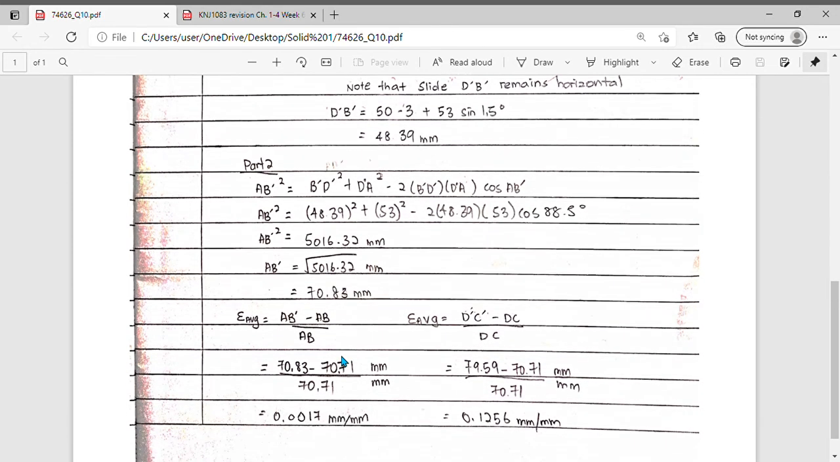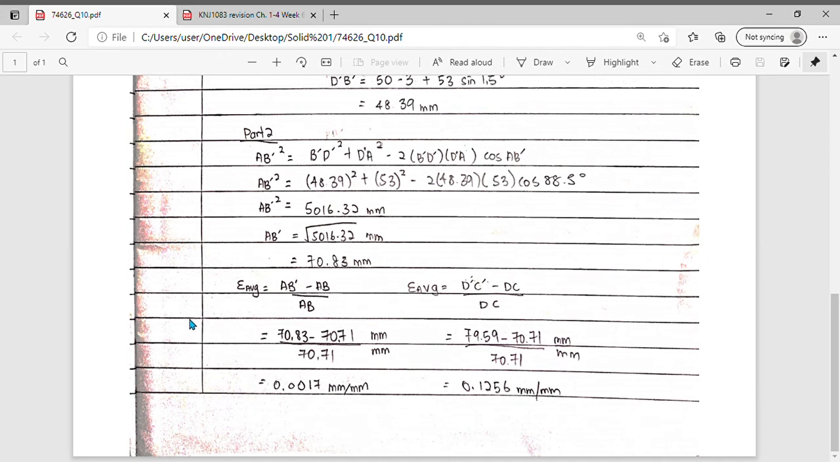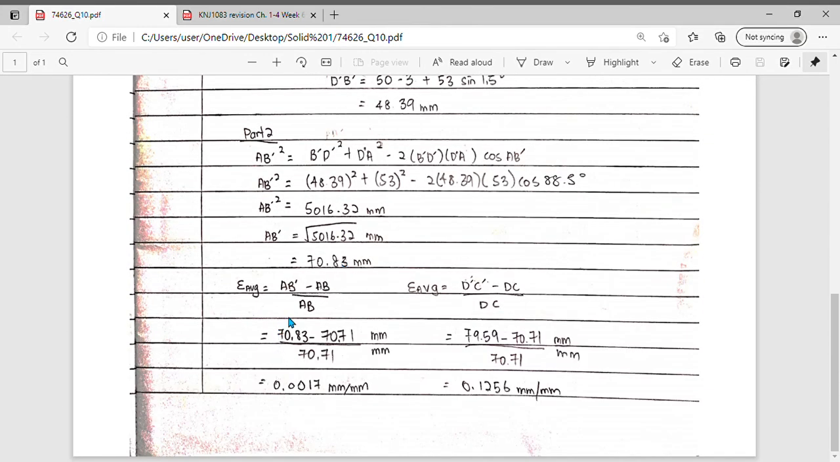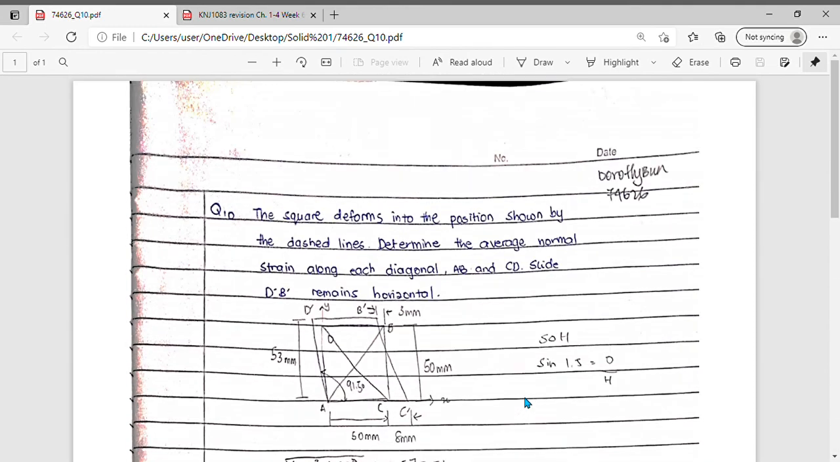Then after that, we can find the average normal strain by using the formula of the final length minus the original length, over the original length, based on my understanding. For the normal strain of AB, it is 0.0017 millimeter per millimeter, which is dimensionless, and for DC it is 0.1256 millimeter per millimeter, which is also dimensionless. So that's the answer to my question.